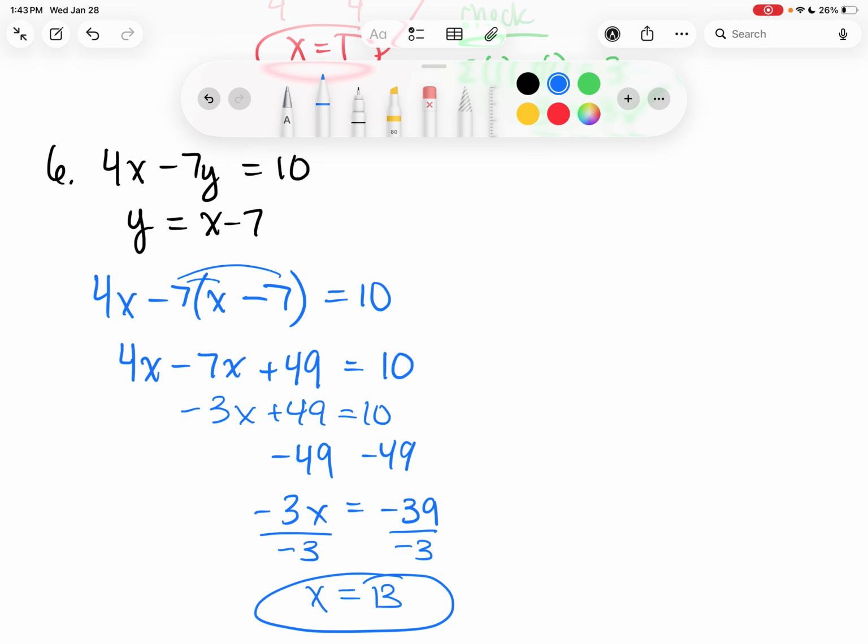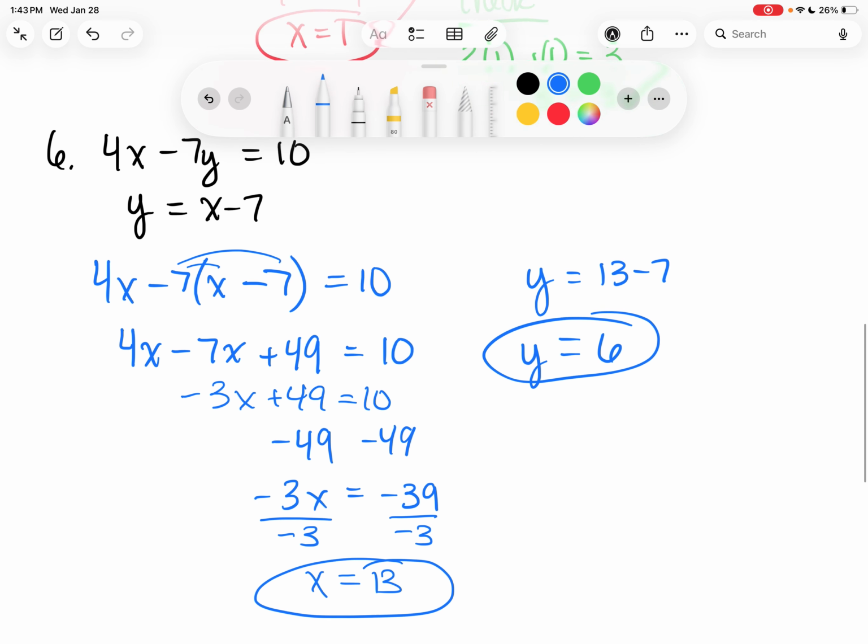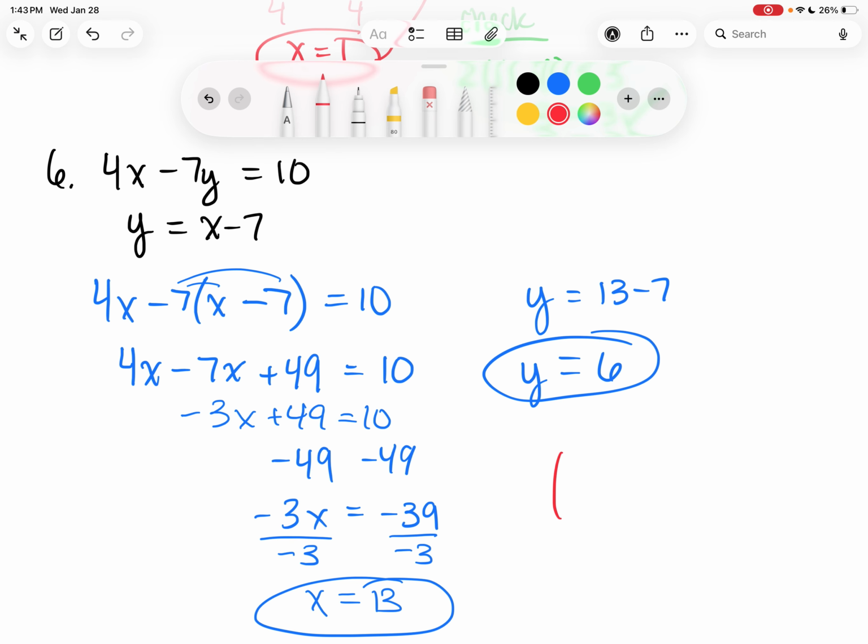So now I'm going to take this x equals 13 and I'm going to plug it into my equation where y is by itself. So I'm going to have y equals 13 minus 7, which is equal to 6. So then we write our answer. It's (13, 6). And again, if I was going to check it, I would probably plug it into the first one just to make sure that I did it correctly. Questions?